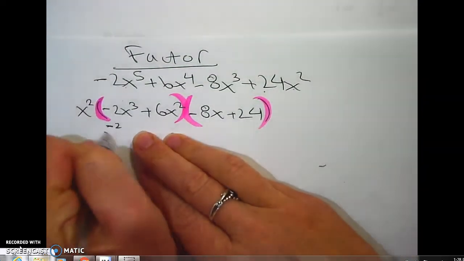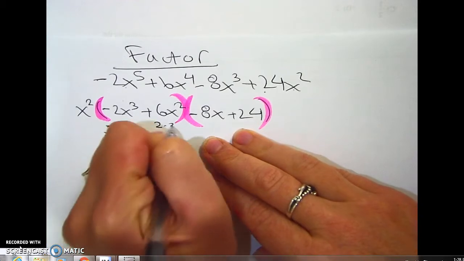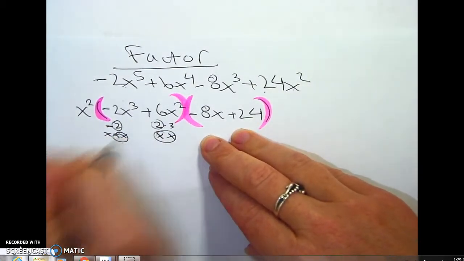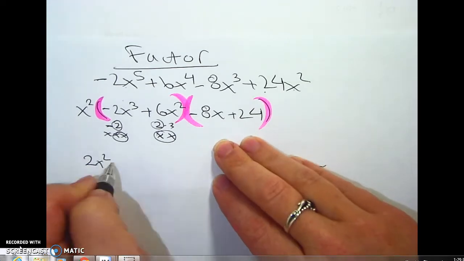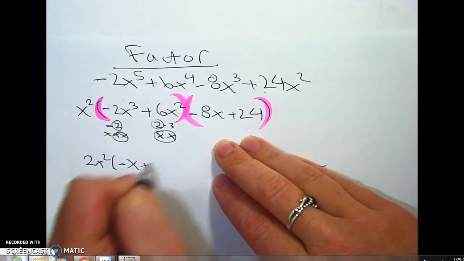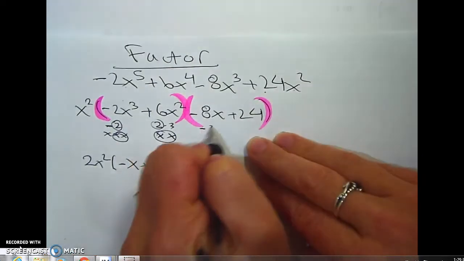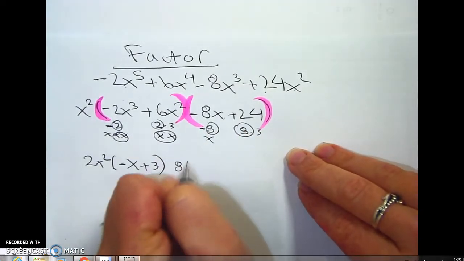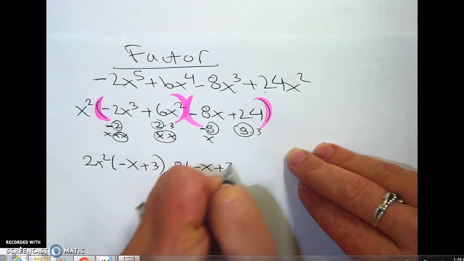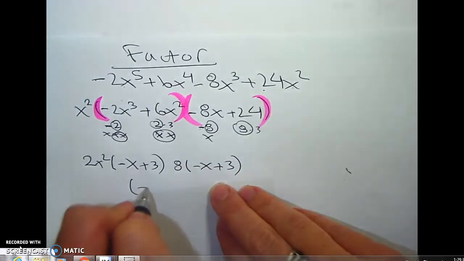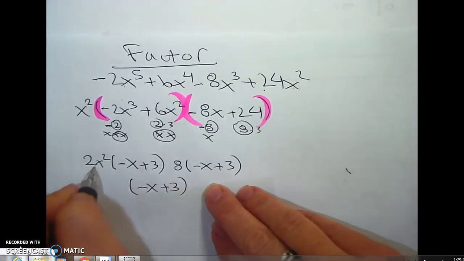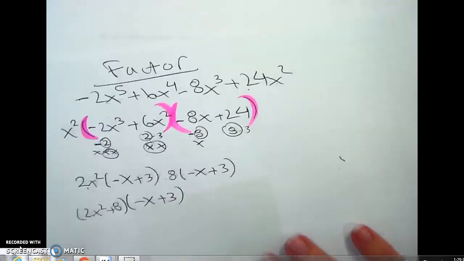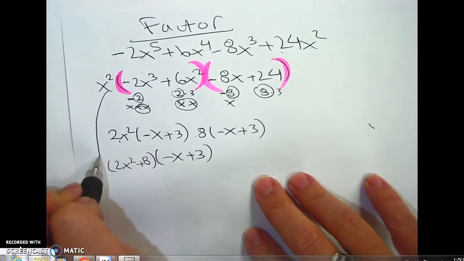So I see a negative 2x, 2 times 3, x. So 2, 2x, 2x squared. And then I'm left with negative x plus 3. And then I go negative 8x, 8 times 3, take out an 8, 8, negative x plus 3. I see a match. And then I'm left with 2x squared plus 8. Now, I want to make sure that I don't forget to bring down that x squared.